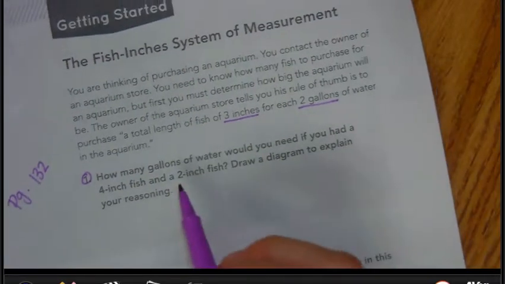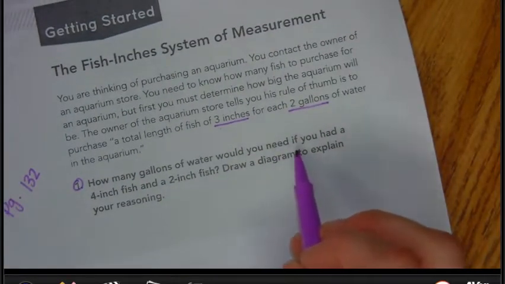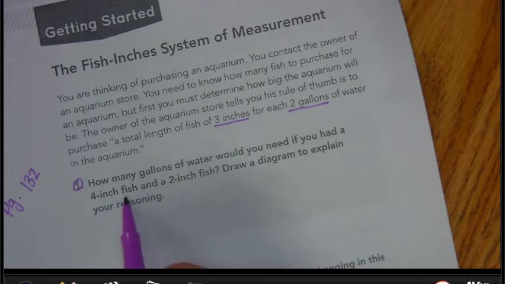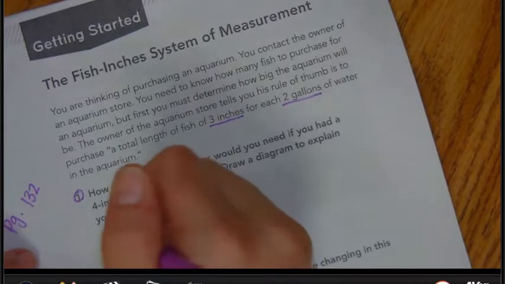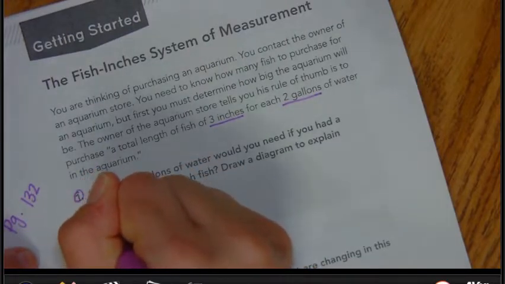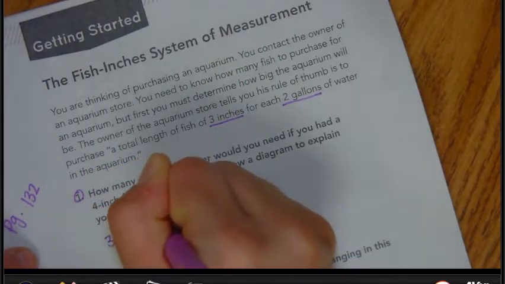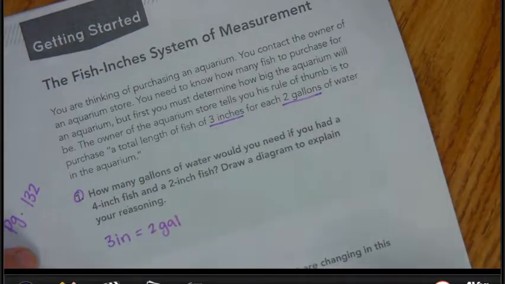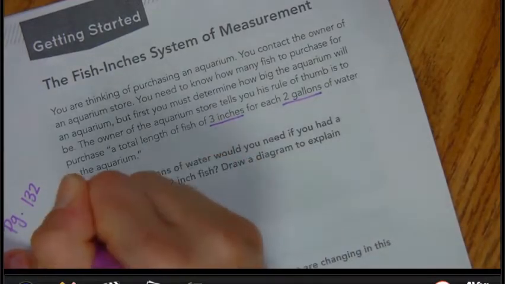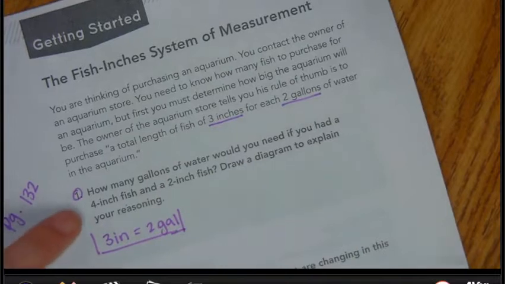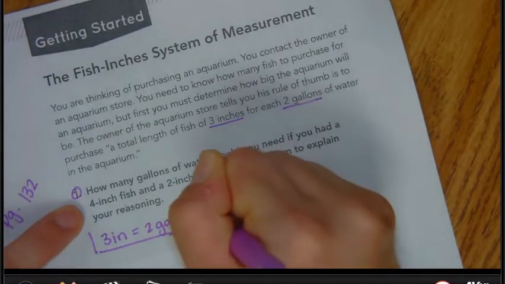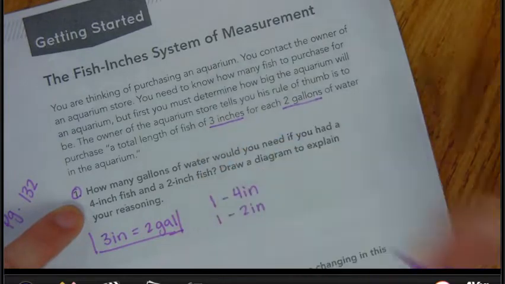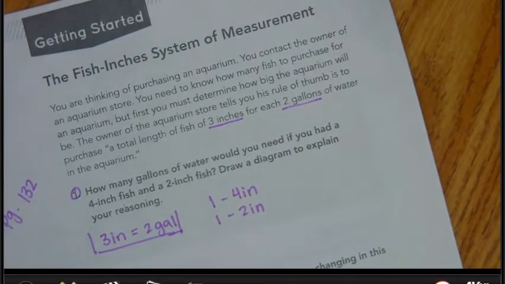Okay, how many gallons of water would you need if you had a 4-inch fish and a 2-inch fish? Draw a diagram to explain. Well, I know that for every 3 inches, I need 2 gallons. Okay, that's my rule of thumb here. All right, so I'm told I have one 4-inch fish and then one 2-inch fish.